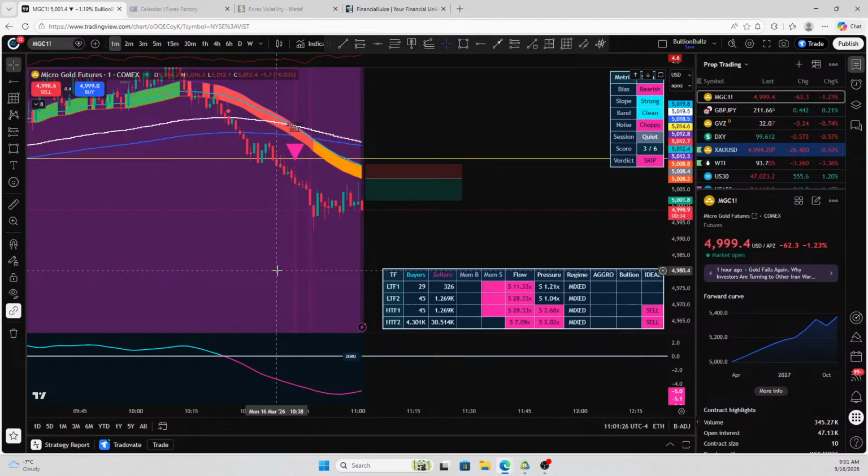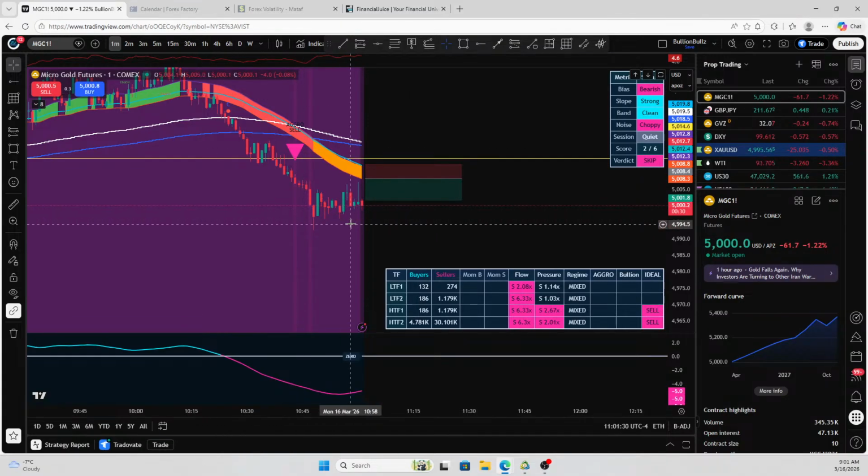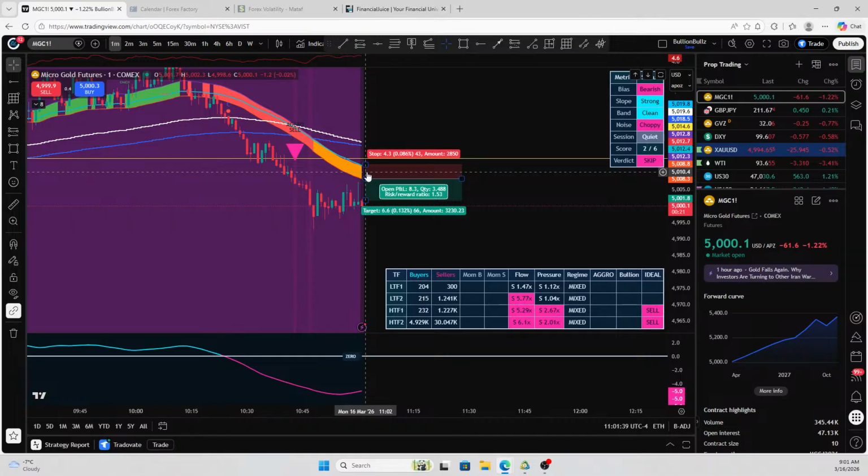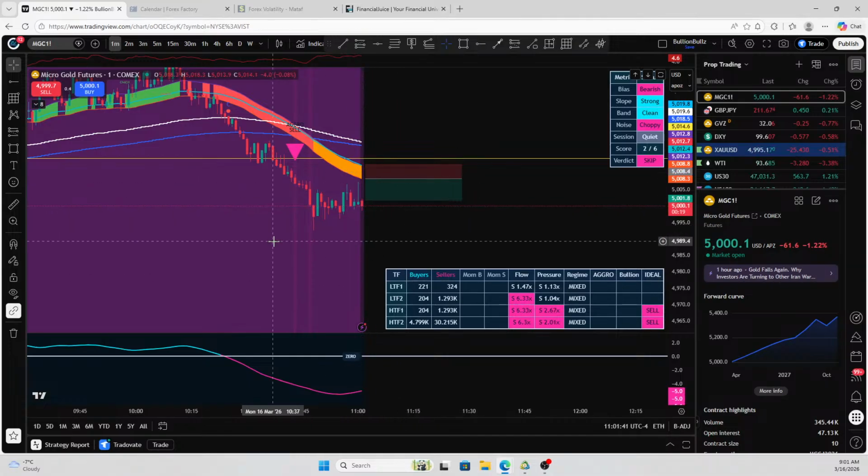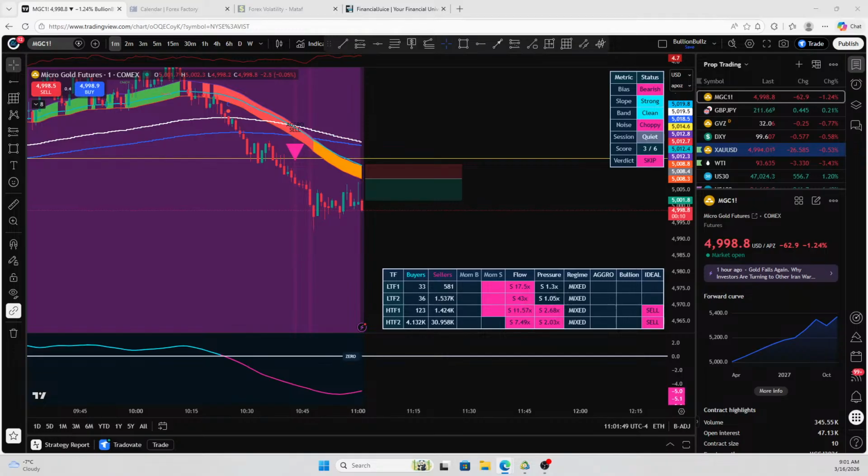Let's see. The only setup I can see right now is price pushing down. So price broke the low and then created a new low, and now price potentially reverses back to the band and then gives us a continuation back down. Let's see what happens. But yeah, this is one of the setups that we wanna be looking at today.